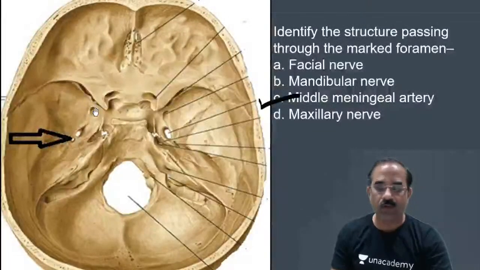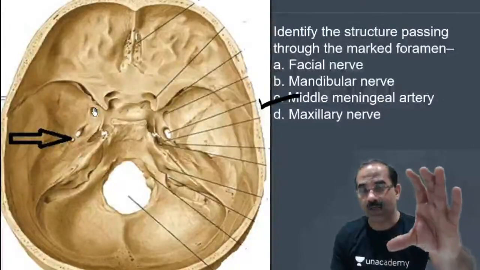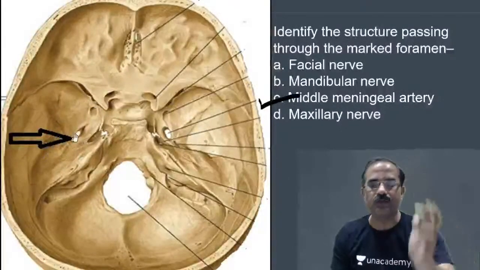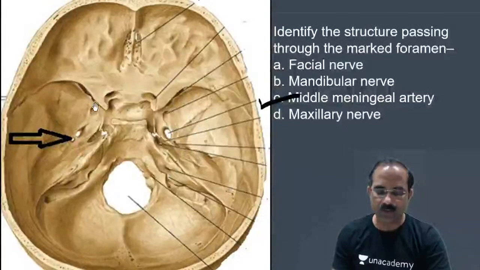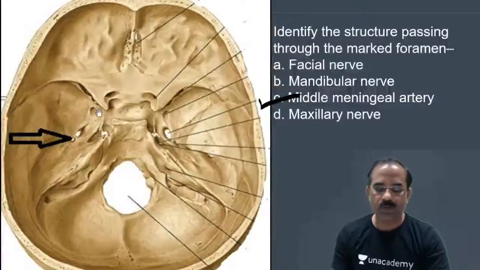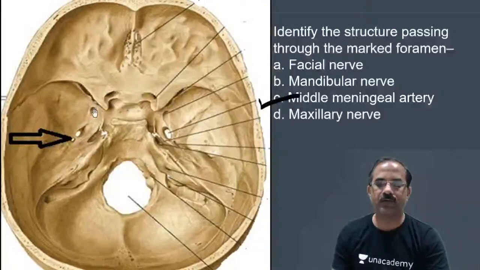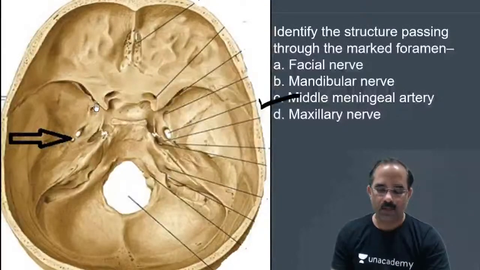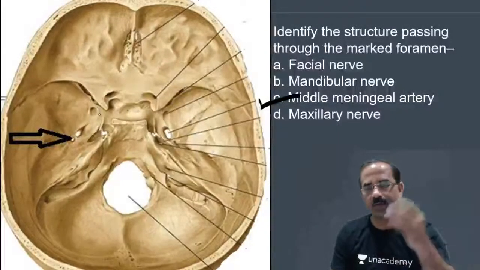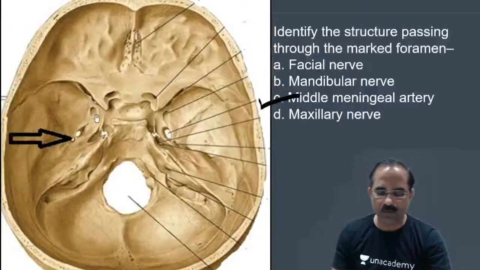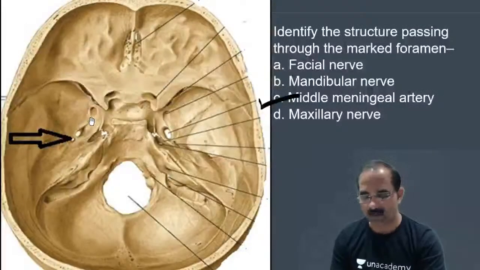That's the foramen rotundum. Be very clear, students. This is the middle cranial fossa here. That's the foramen rotundum. What passes from here? The maxillary nerve. That's the maxillary nerve which passes from here. Yes, superior and inferior ophthalmic vein is correct. What passes through the foramen rotundum? Yes, that's the maxillary nerve.